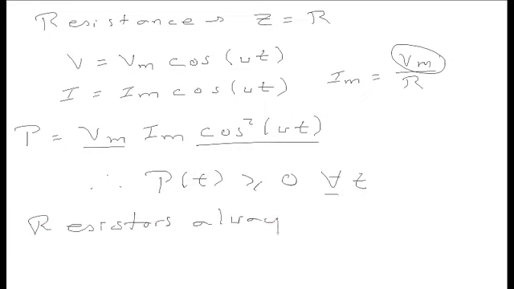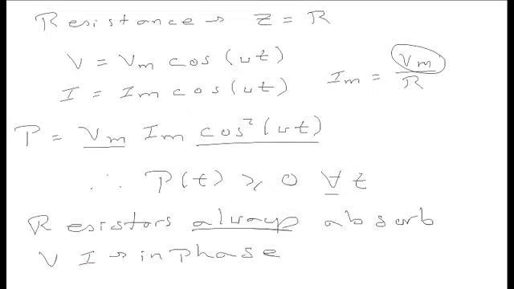What this means is resistors always absorb. In other words, they're always heating up, always using energy. V and I are in phase for a resistor. There is no phase lead or lag between the current and the voltage in a resistor. That's not the case for another impedance.